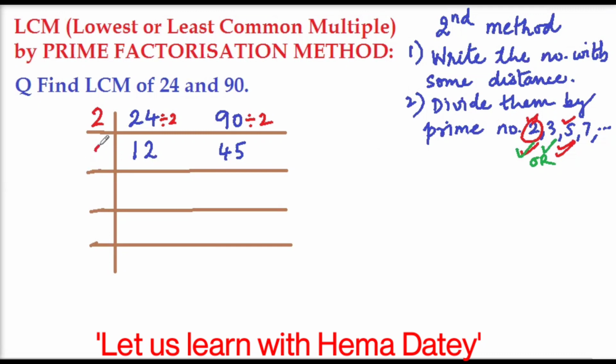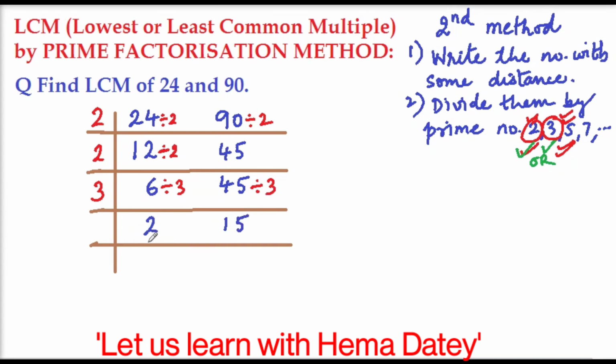You can take 2 or 3. I am taking 2. 12 divided by 2, the quotient is 6. 45 is not divisible by 2, so we'll copy it down as it is. Now I want a prime number which can divide 6 and 45. This time I am taking 3. 6 divided by 3 and 45 divided by 3. So 6 divided by 3, quotient is 2, and 45 divided by 3, quotient is 15.